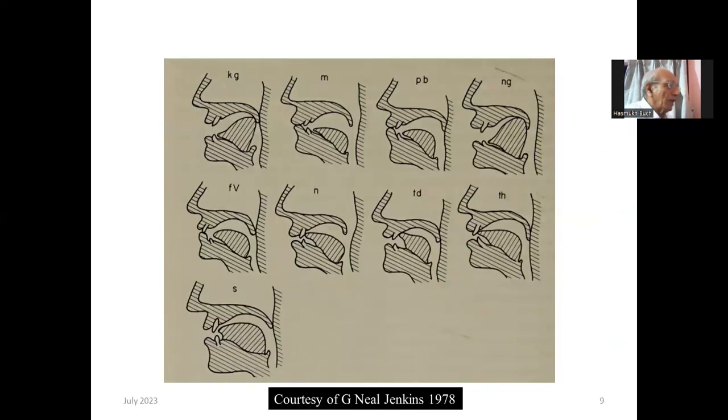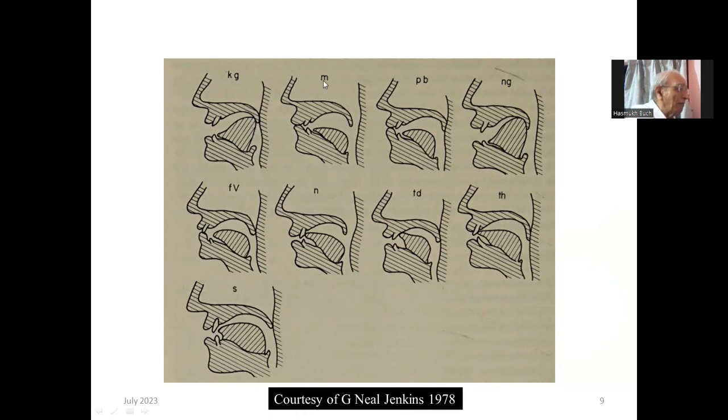And now, a little bit of practice we can have from the Physiology of Mouth by Jenkins, 1978. And you can see very well. Lastly, we considered K and G. And this is the tongue. And tongue is touching the velum, K and G. And no air is passing from below into the nasal region. Very important.